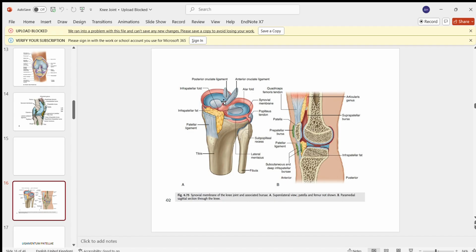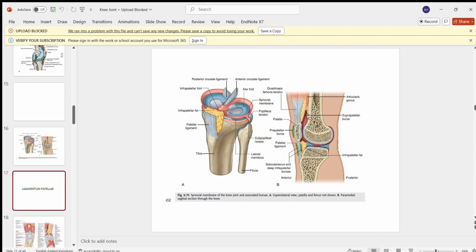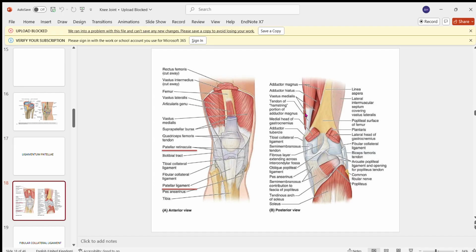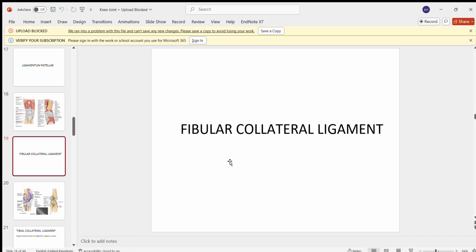In this picture, we can see the cruciate ligaments, anterior and posterior, the menisci. Here, this green one is the prepatellar bursa. This is the subcutaneous and the deep infrapatellar bursa, and this is the suprapatellar bursa. What is ligamentum patelli? The quadriceps femoris from the anterior thigh come down together as a ligament and get attached on the tibial tuberosity. This is the ligamentum patelli. It is supporting the knee joint from the front.